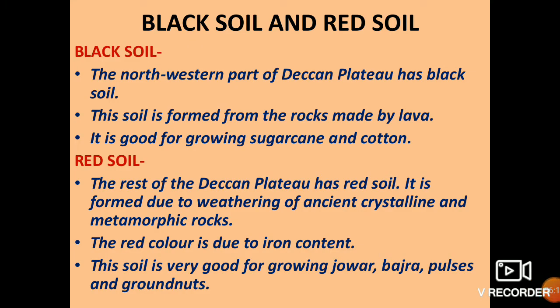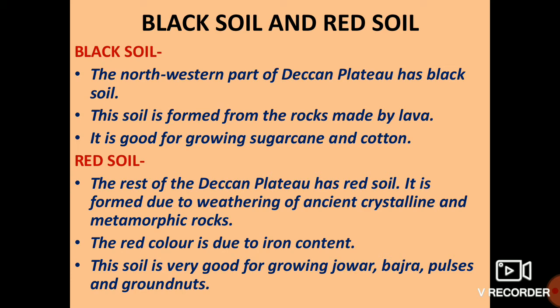Next is black soil and red soil. The northwestern part of the Deccan Plateau has black soil, and this soil is formed by the withering of lava. What is the meaning of withering? Withering means when the lava is dry. This soil is formed from rocks made by lava.